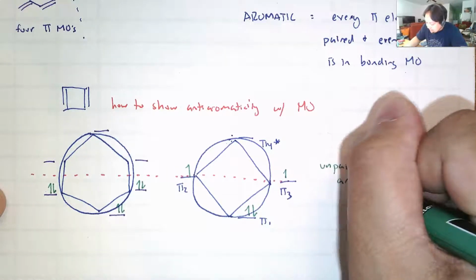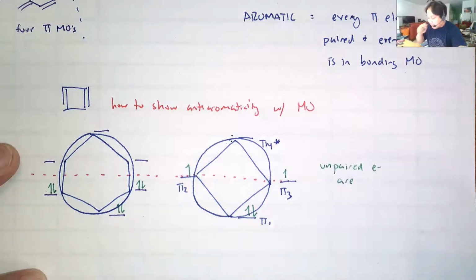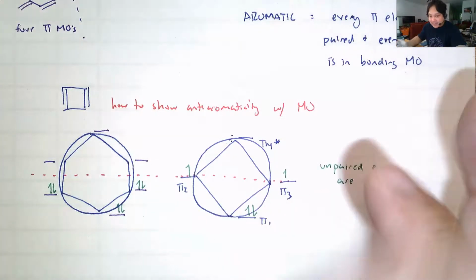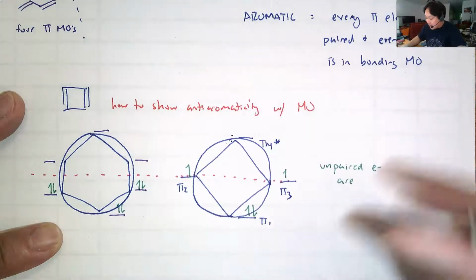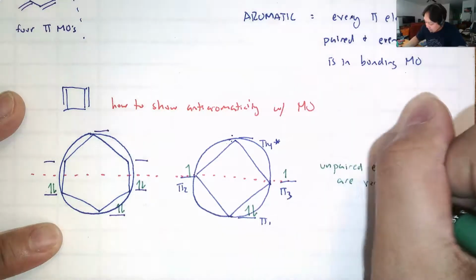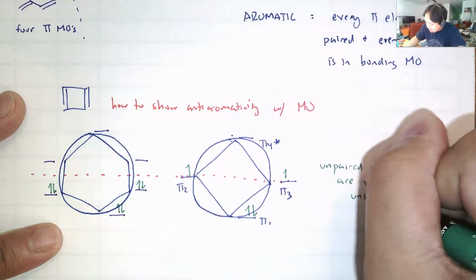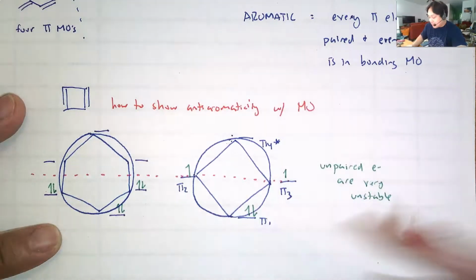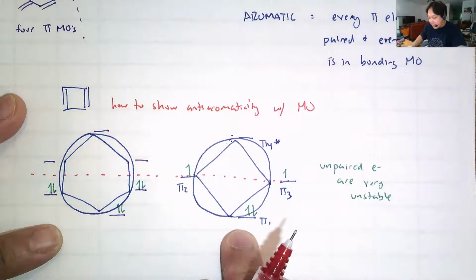And this is again something that you should memorize. We're not going to get into the physical chemistry of why this is the case, not in organic, but unpaired electrons are very unstable. And hence, that's why Huckel's number is important, because this is 4 pi electrons.